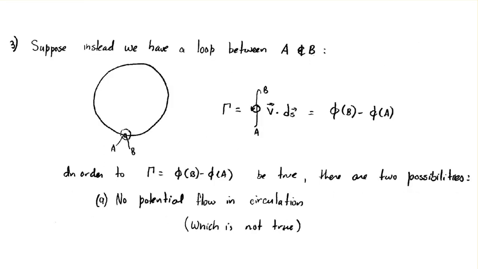Okay, so now if it's a closed loop, right? So you start at A and you finish at A, then there are a couple of things that you have to keep in mind, and there are two possibilities, right? No potential flow in a circulation, which we obviously know is not possible, that's not true, because if you say I didn't have the potential flow in the first place, this is equal to zero, then really that's kind of the trivial solution.